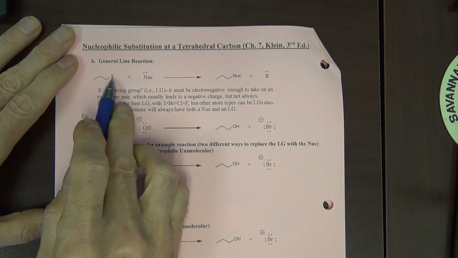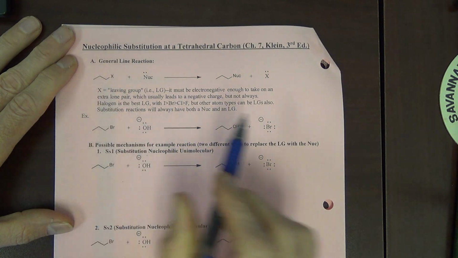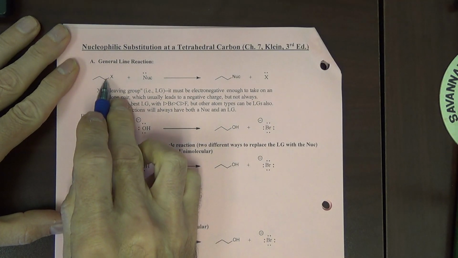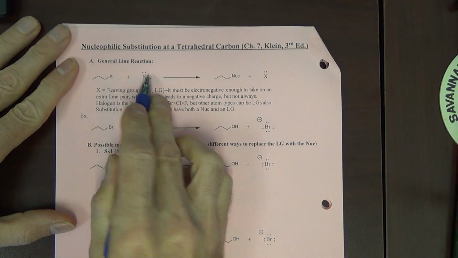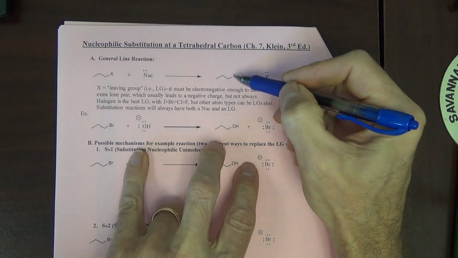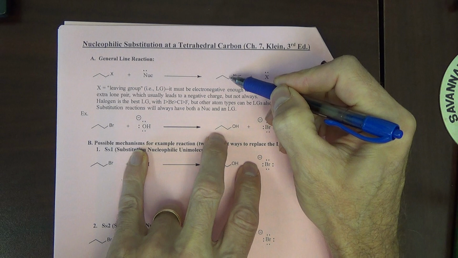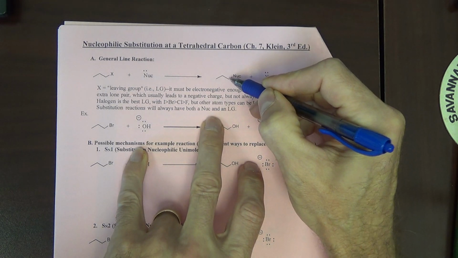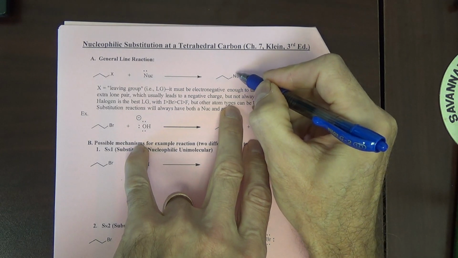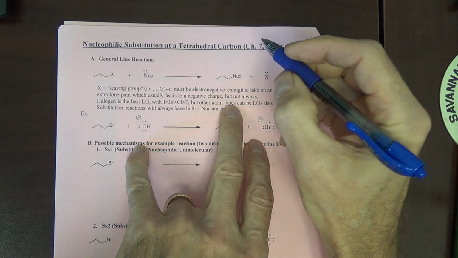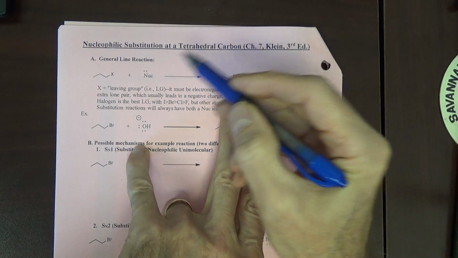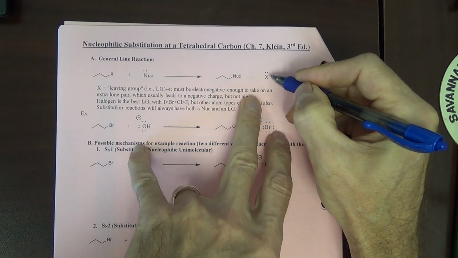And the leaving group is going to leave the molecule. That's why we call it a leaving group. It will be replaced. It will be substituted by a nucleophile. In this reaction, the nucleophile replaces the leaving group on the tetrahedral carbon. We could call it a replacement reaction, but instead in organic chemistry we call it a substitution reaction. And then the leaving group has left.